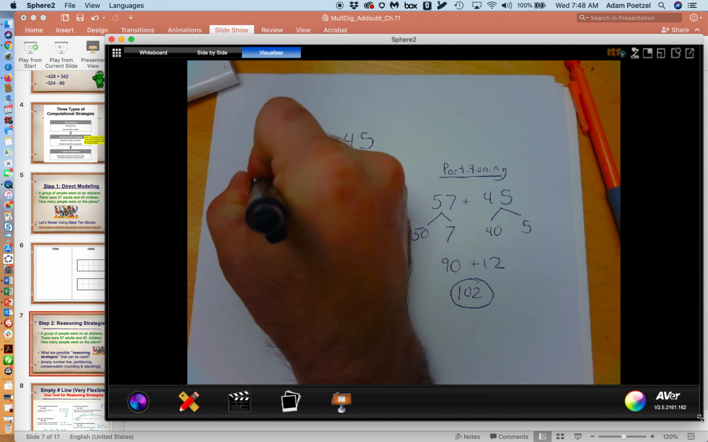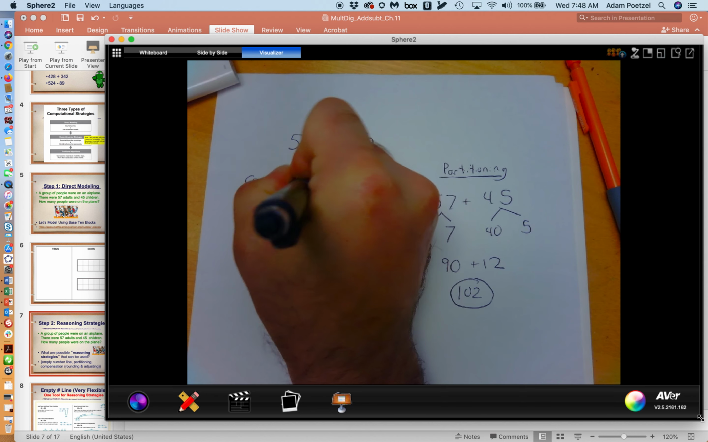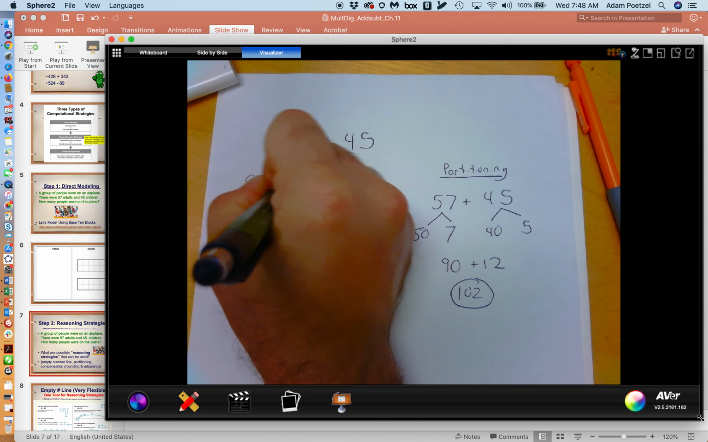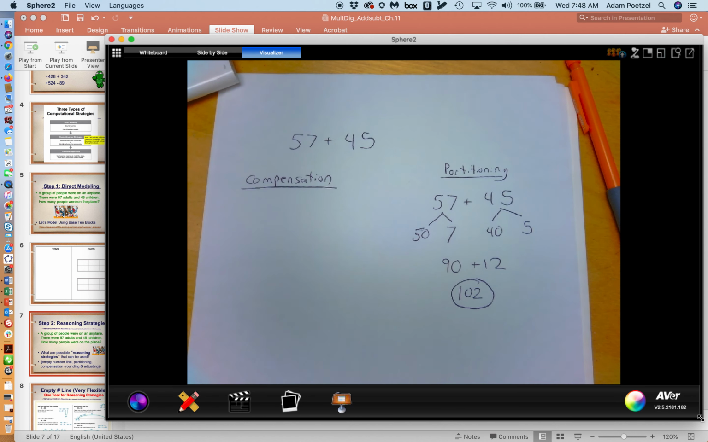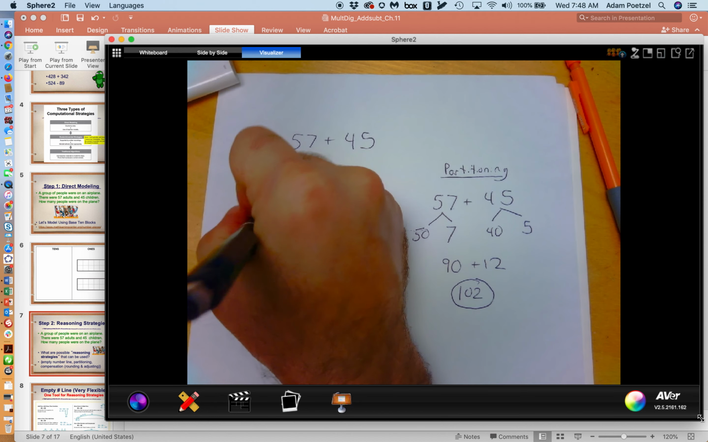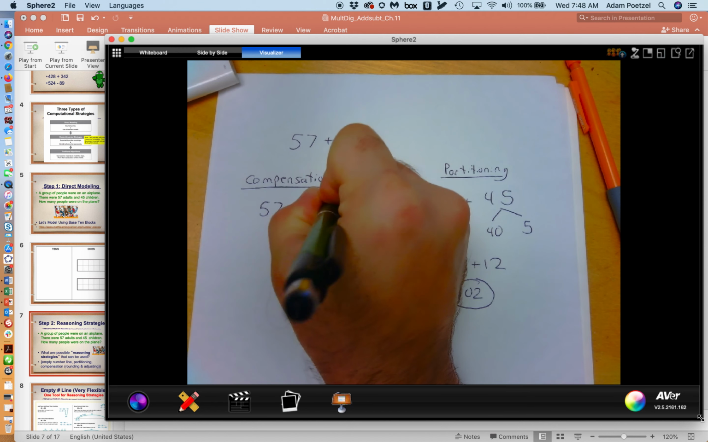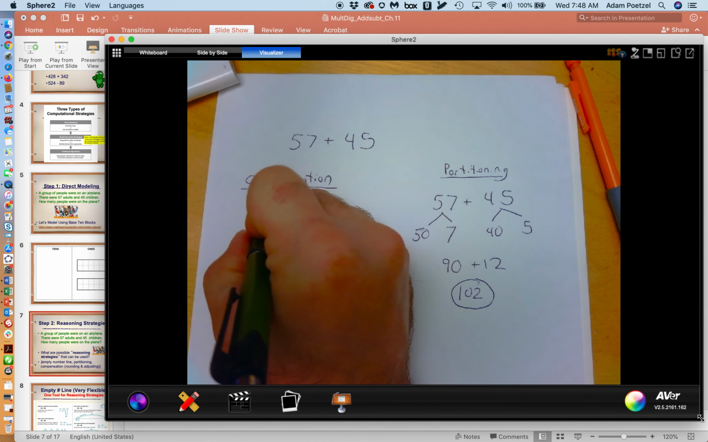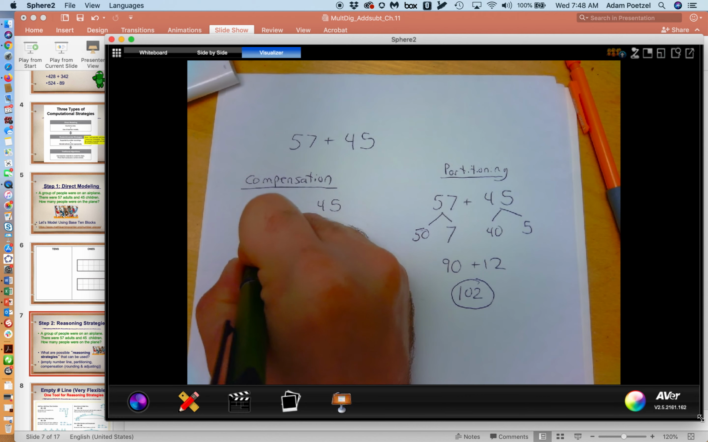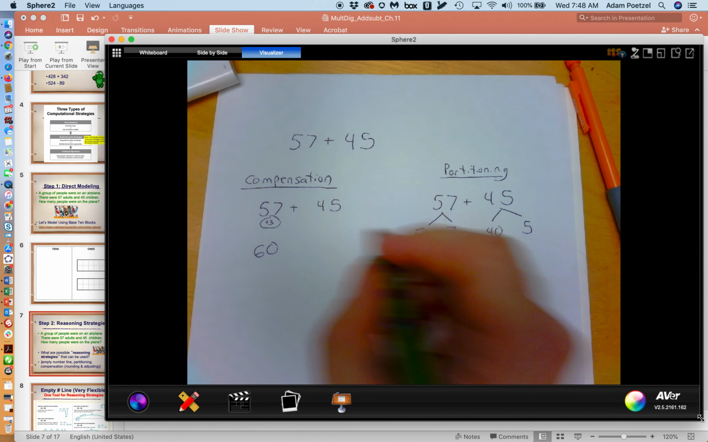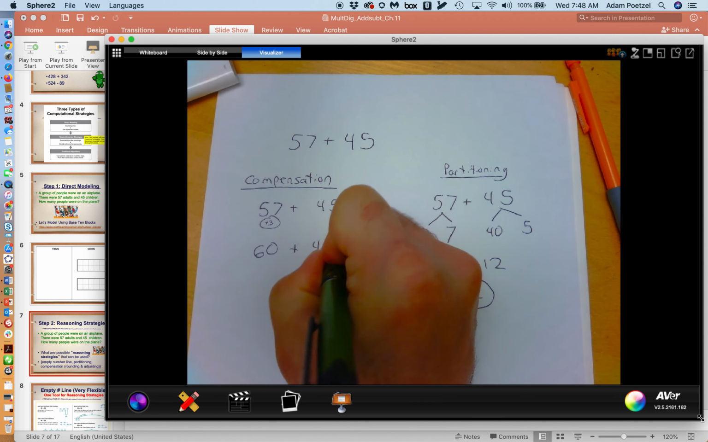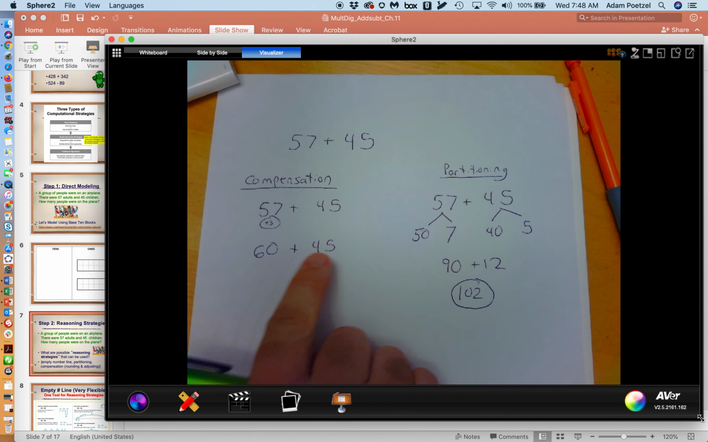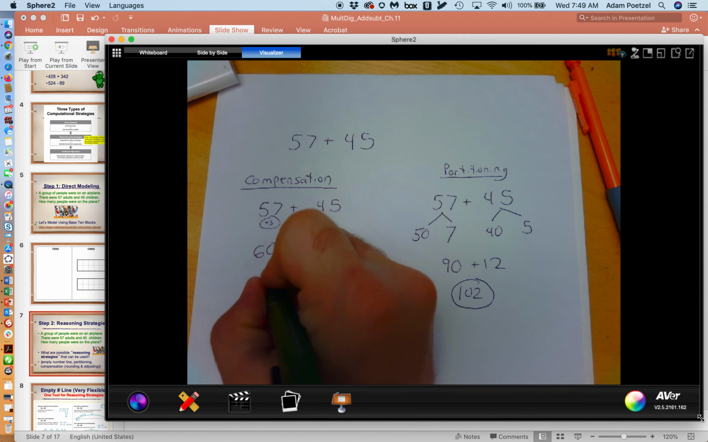Now, Vanderwall also talks about strategies that are compensation strategies, which I sometimes like to call rounding and adjusting. For example, if I was looking at 57 plus 45, well, 57 strikes me as one that's not particularly friendly. So maybe what I want to do is round that up 3 and get to 60, right? So let's take a look. If I round it up to 60, to me, these are easier to add now. For example, I know 60 plus 40 is 100, and I add that 5, and I get 105.